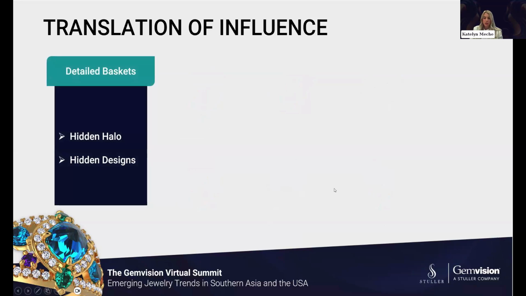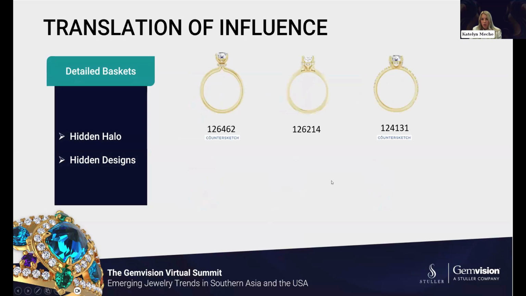And then lastly, we'll talk about detailed baskets. So I mentioned the hidden halo. This has been something that's been trending for us for quite some time, and we see it trending in all different ways. So you can see 126462 is a little bit more of a collar style, where 126214 is a little bit more of that traditional halo. But you also have that hidden element of the nature aspect there too.